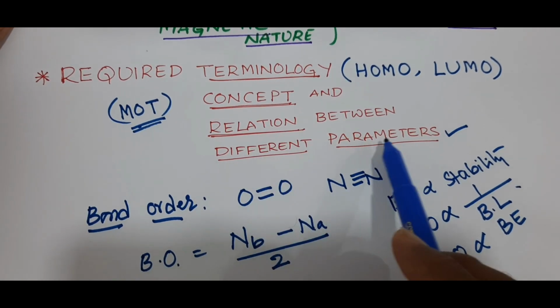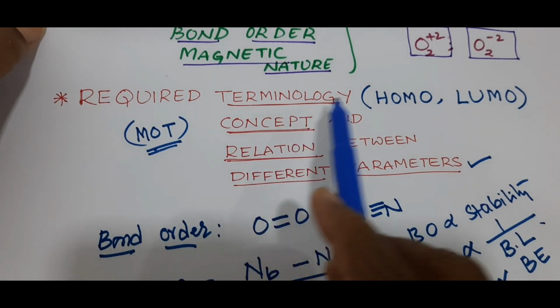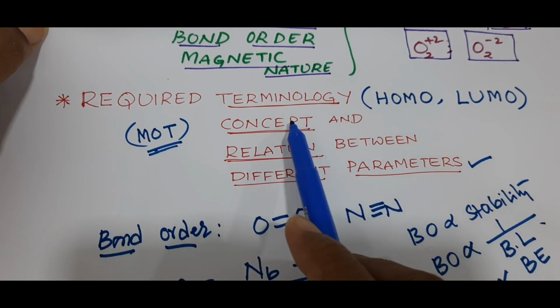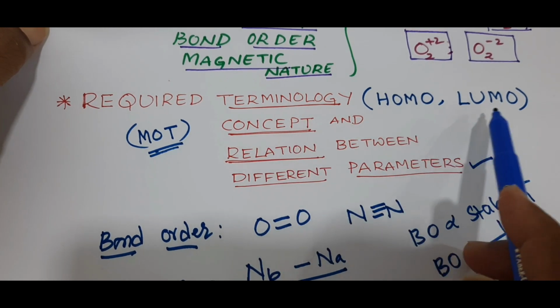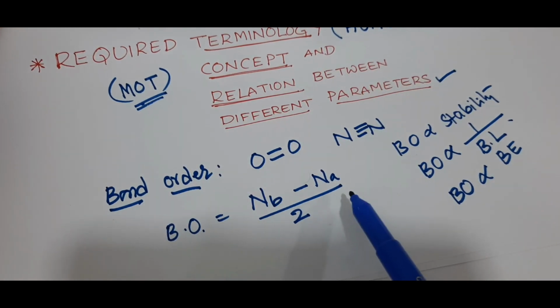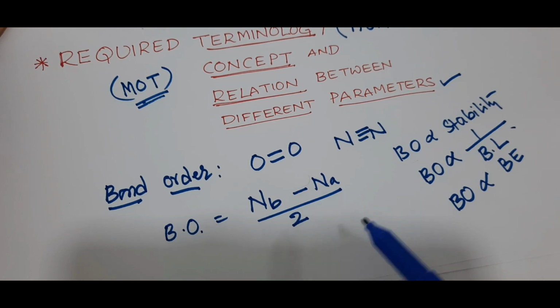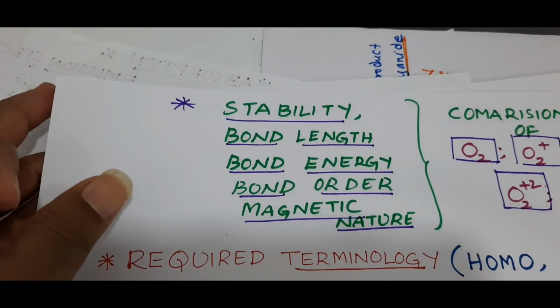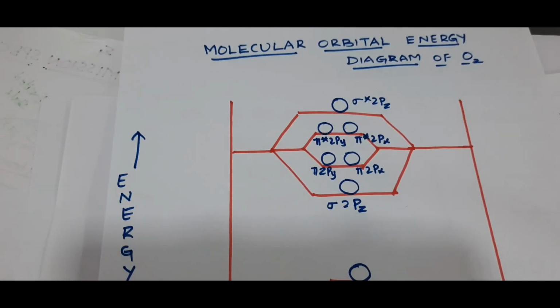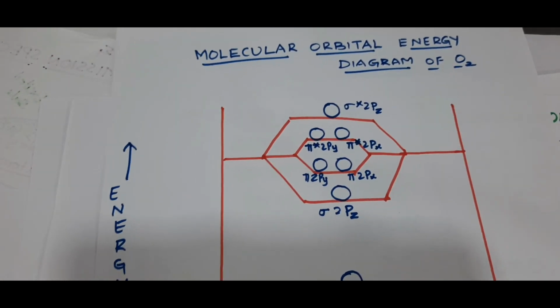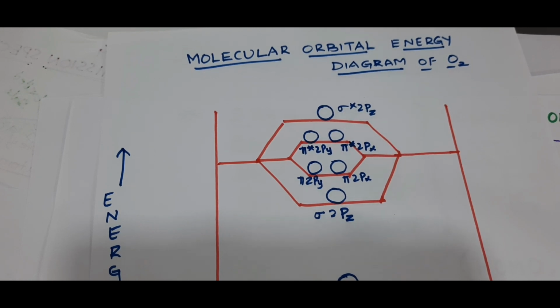So these are the relations between the different parameters. Now that you know them, we are going to discuss the concept of molecular orbital theory briefly, and the terminology of HOMO, LUMO, and also bonding and anti-bonding molecular orbitals. Look at this diagram. This is the molecular orbital energy diagram for the O2 molecule.